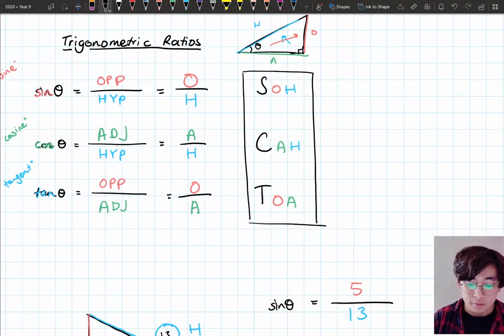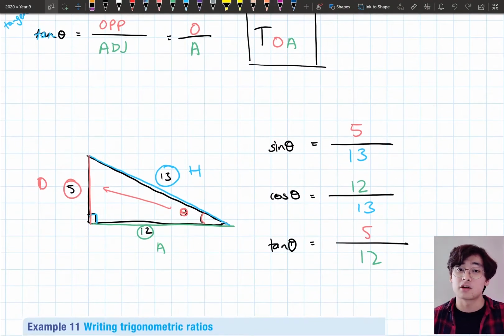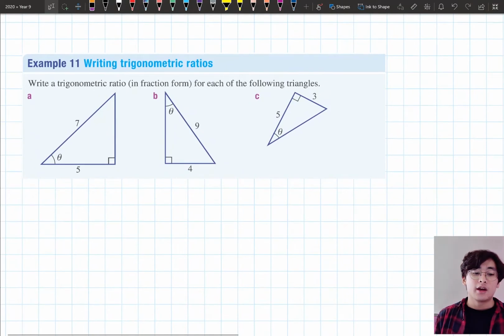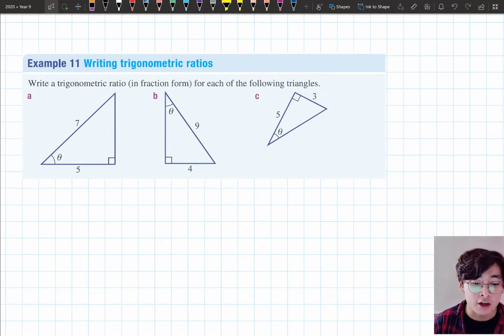Okay, cool. So this is this example here. I'm going to go through one final example. In this example, we want to write a trigonometric ratio in fraction form for each of these following triangles. So in these triangles, I haven't been given all three sides, but I want to figure out what the trig ratio is for these triangles. Okay, so let's do this question by question.